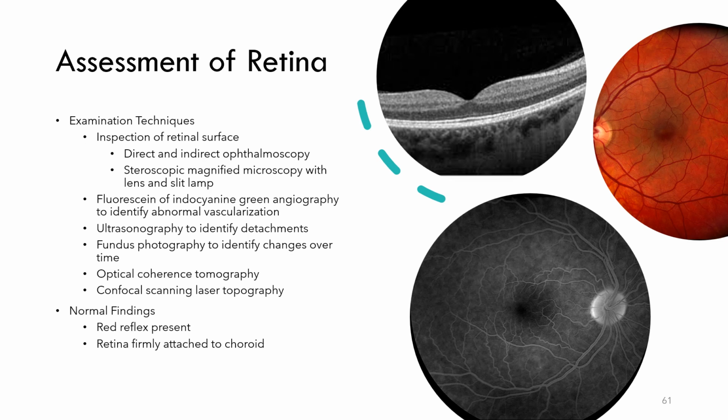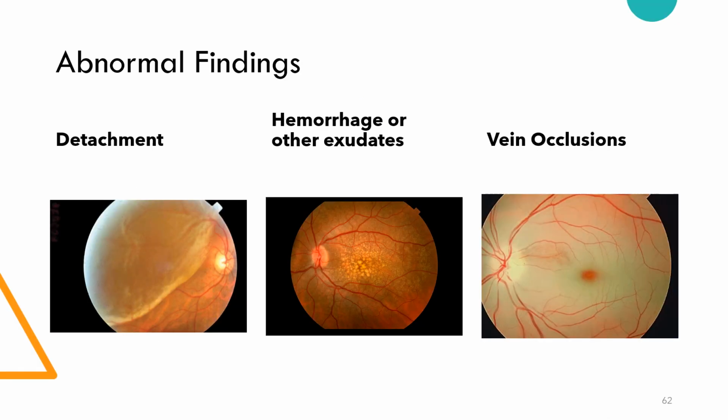Normal findings in a retina show that a red reflex is present and that it is firmly attached to the choroid. Here are our abnormal findings. All the way to the left, we see a retinal detachment. Here you can see that we've lost detail underneath this little cloud. That's actually retinal tissue that's coming off. Remember, it's very firmly attached at the optic nerve. This patient very likely needs surgery.